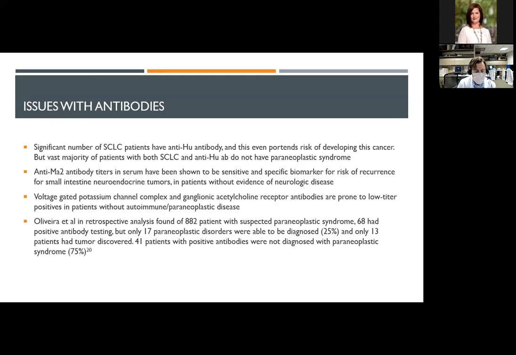And then I did find one Portuguese study that was just retrospective, looking at what happened with everybody referred for paraneoplastic disorders. How many of them actually had them, how many had the antibodies. So 882 patients over, I think, a 10-year span were referred to be evaluated for paraneoplastic syndromes. Only 68 of them actually had positive antibodies, and only a quarter of those were diagnosed with a paraneoplastic syndrome. The other three quarters were felt to have false positives.